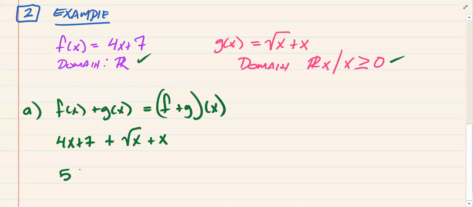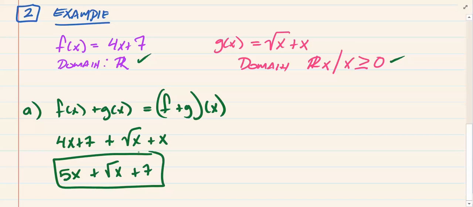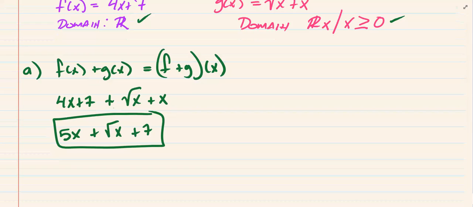5x plus square root of x plus 7. So this is the sum of my two functions. Now, what's the domain for this?